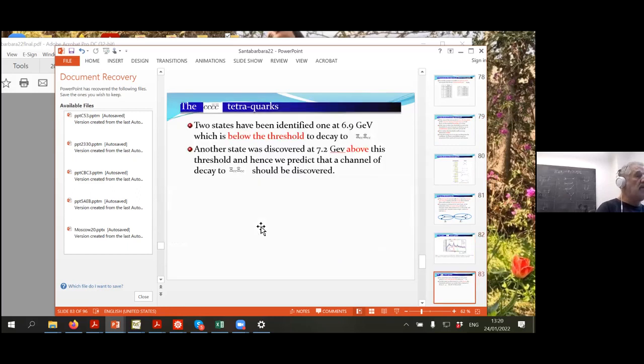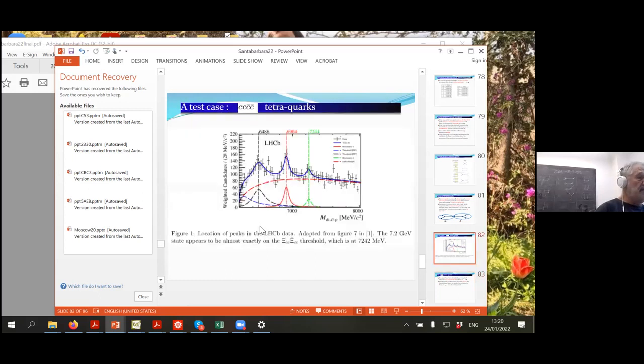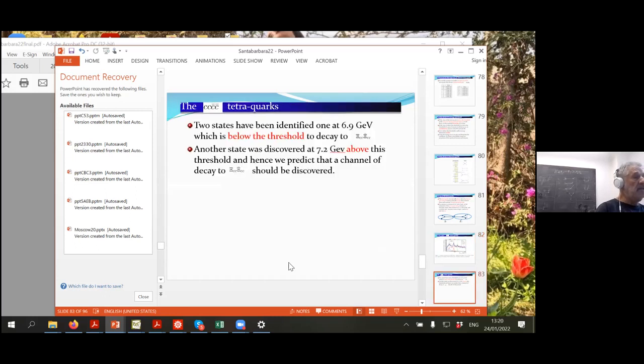So there were two states discovered at 6.9 GeV and slightly above 7.2 GeV. This is above the threshold of cascade C bar, and this 6.9 is below. So we predict that this was not discovered yet, but that this channel should also decay to a baryon anti-baryon state.